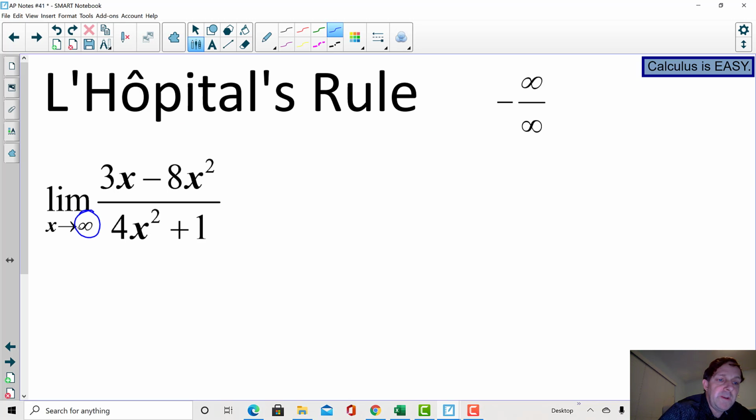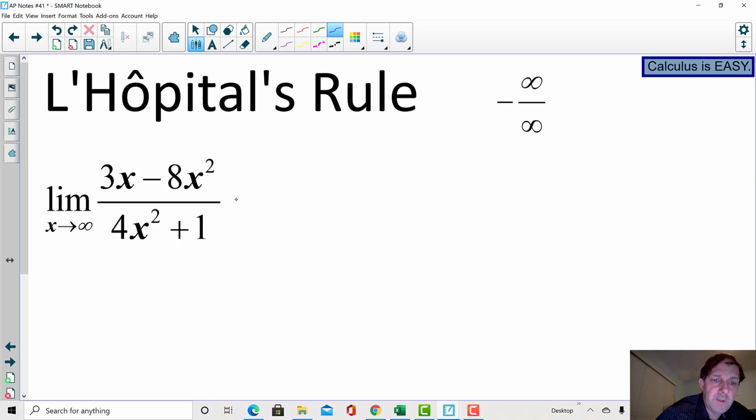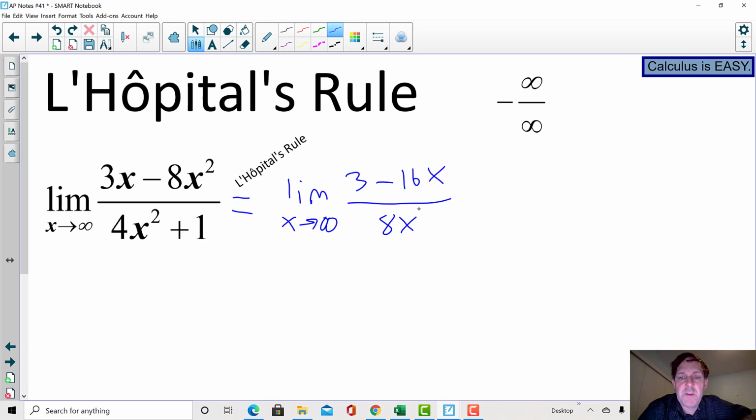Right now, if we plug in the infinity, you would ignore the smaller pieces, and you would get negative infinity over infinity. So we know we can use L'Hopital's rule. This limit is going to equal the limit as x goes to infinity of 3 minus 16x over 8x. I want you to notice I did the derivative of the top separately and the derivative of the bottom separately. Now we can try it again. If we plug in the infinity, you'll notice we're going to get negative infinity over infinity again. So we can do L'Hopital's rule one more time if we want to. So this limit is going to equal this limit here.